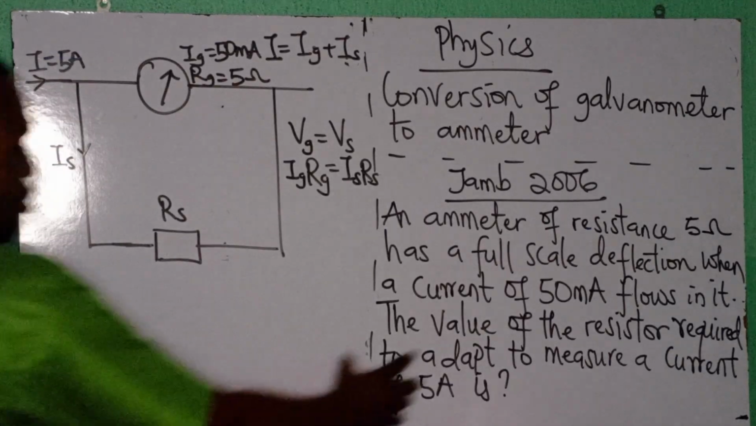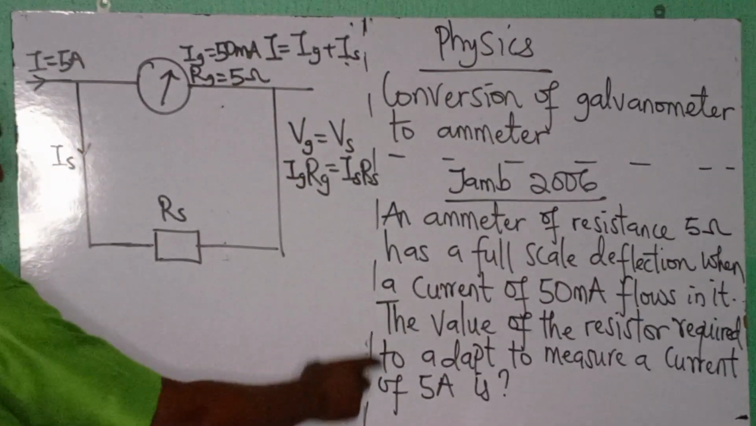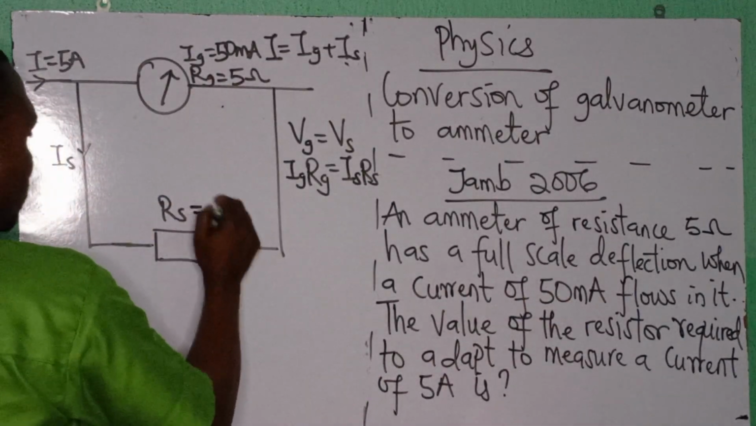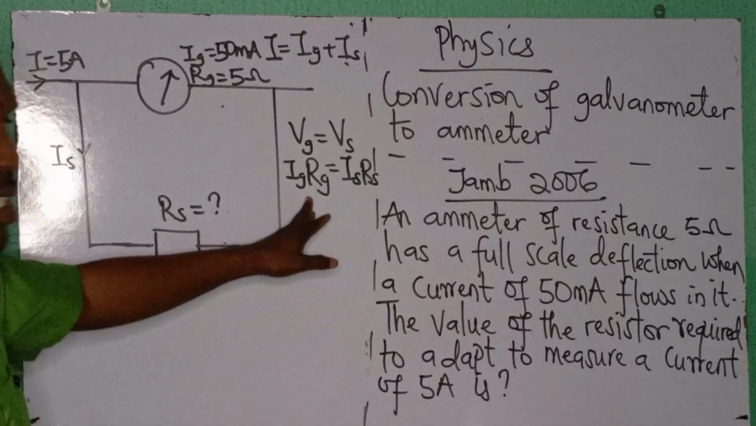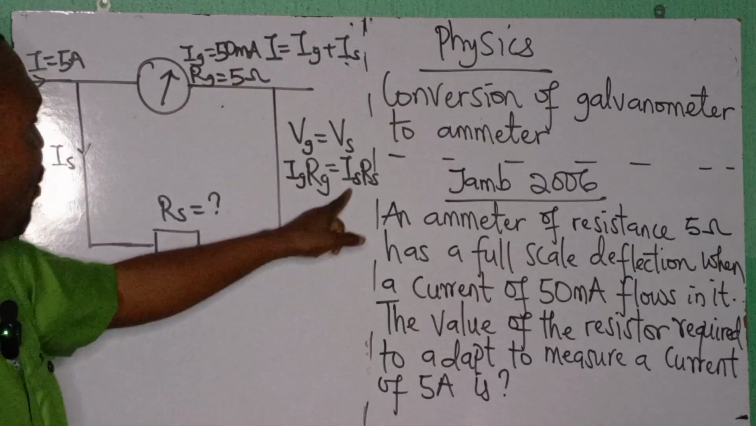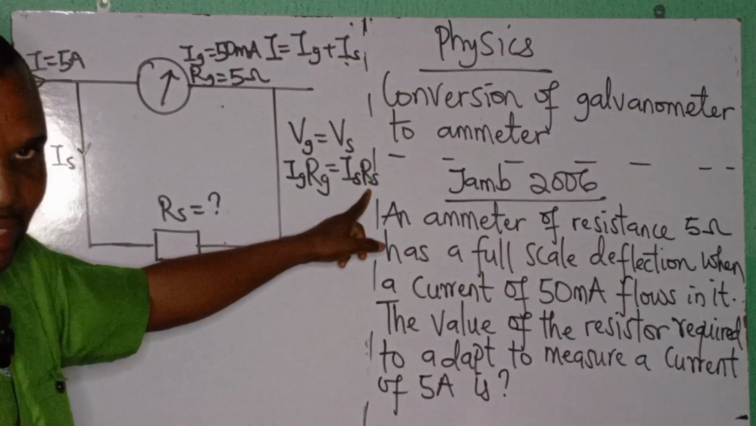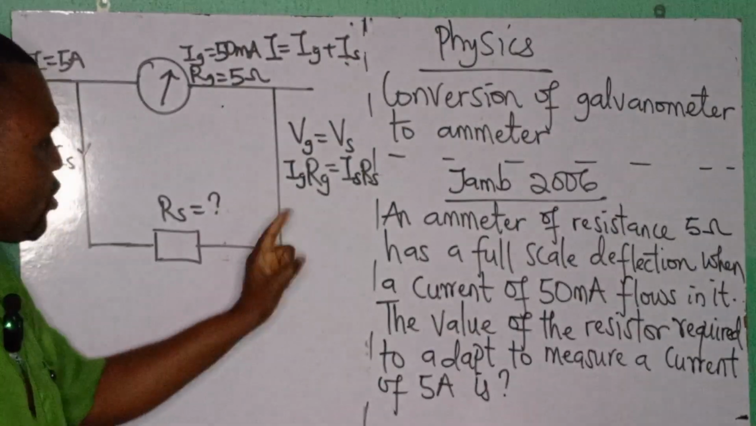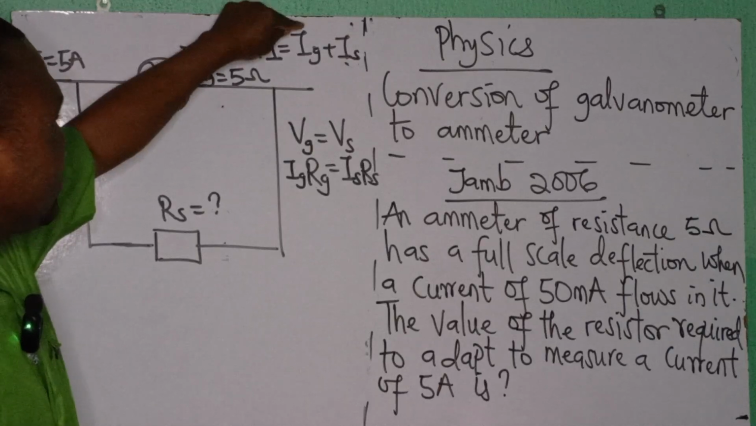From here, we are asked to find the resistance of the shunt, so our RS is unknown. Now let's come back here. Our IG is given, our RG is given, our IS is not given, and our RS is what we are asked to find. So we have two unknowns. What do we do in a case like this? The best thing for us to do is to find our IS first, because IG and RG are given.